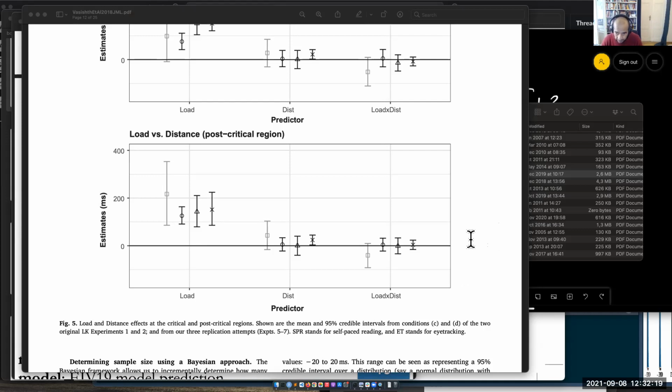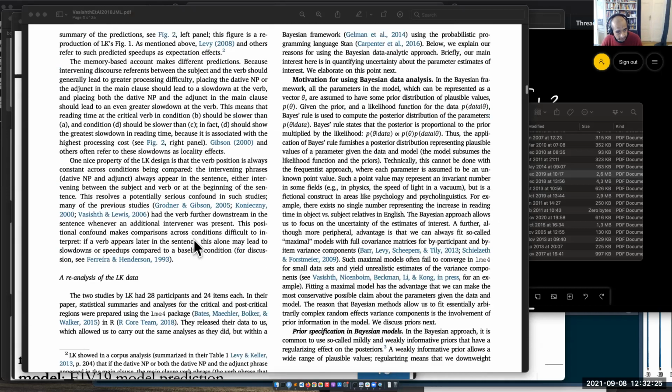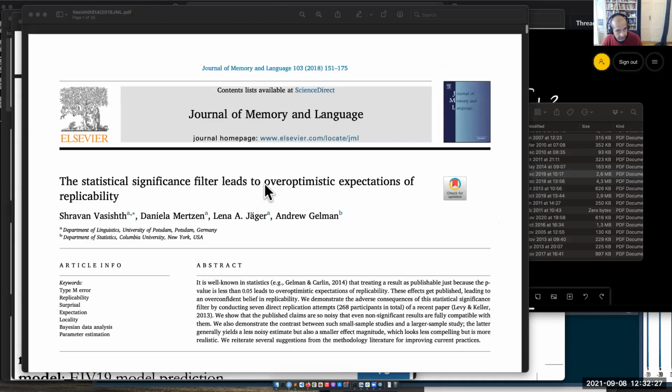Somebody's asking me for a reference for this paper that we published in JML. The reference is this here. See that? The statistical significance filter leads to over-optimistic expectations of replicability. I'll give you the full reference from my homepage.